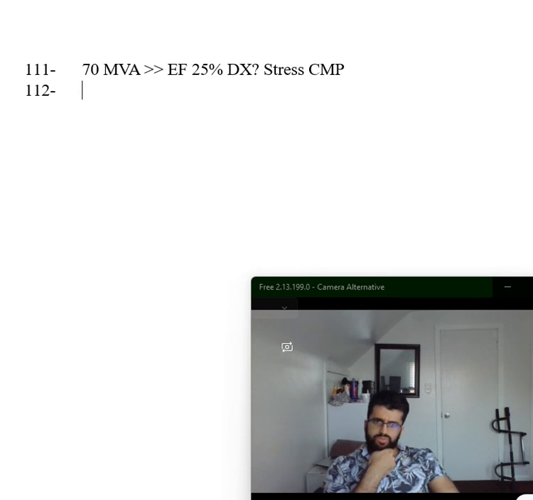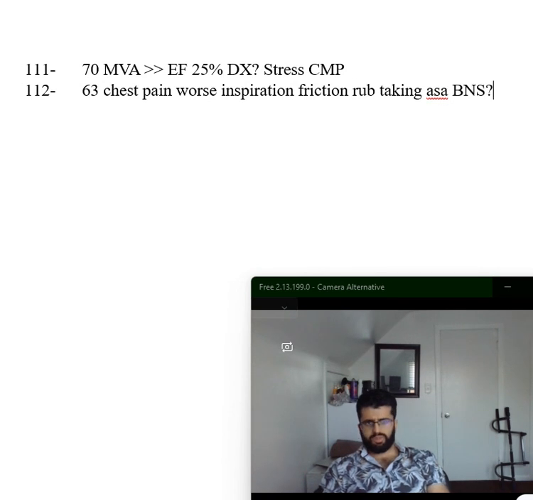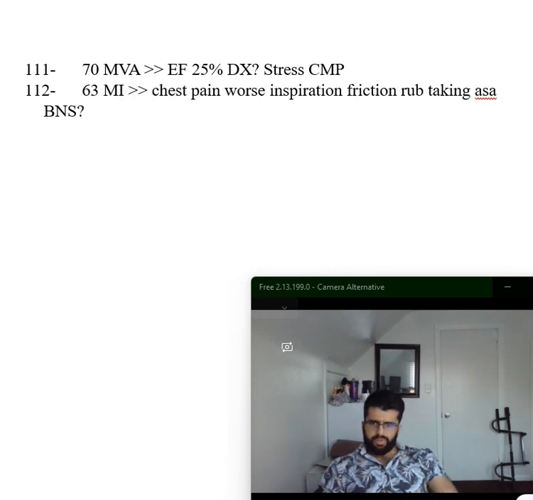Okay, another case, someone came in, a 63-year-old with chest pain worse with inspiration, and friction rub, taking aspirin. What would you do, like best next step? This is management of a patient who just had an MI, by the way, and then developed this friction rub after MI. EKG is okay, no cardiac enzyme elevation. This is peri-infarction pericarditis. So how would you treat it?